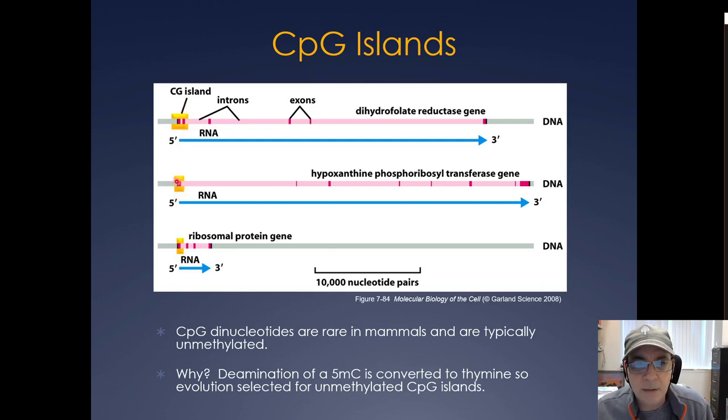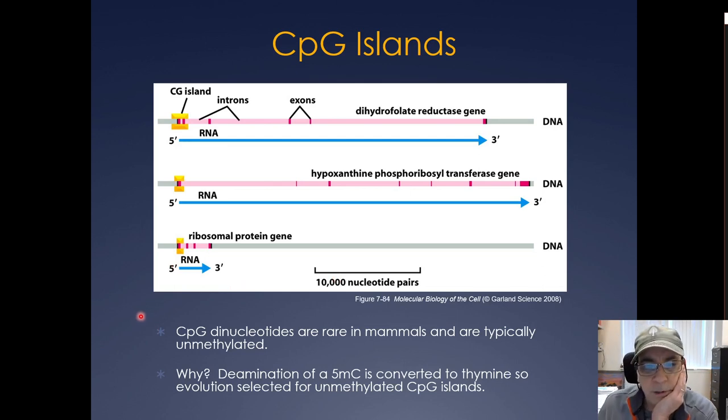But these CpG islands can oftentimes exist upstream of specific genes, and they're oftentimes very important for the regulation. And in the rare event that they do become methylated, they can oftentimes shut down the expression of a gene, because what you end up getting is heterochromatin and DNA methylation, which then can interfere with the expression of the gene. Okay, and so here's just a couple of different examples of some genes that have CpG islands in them.